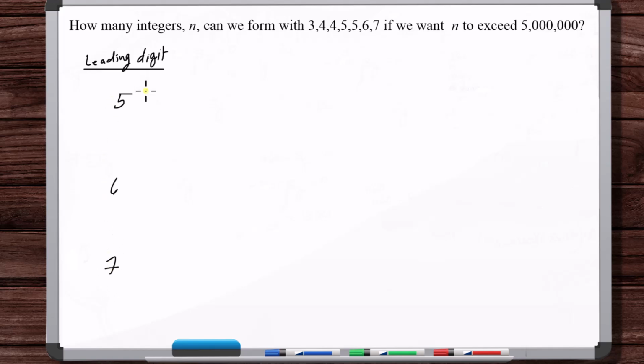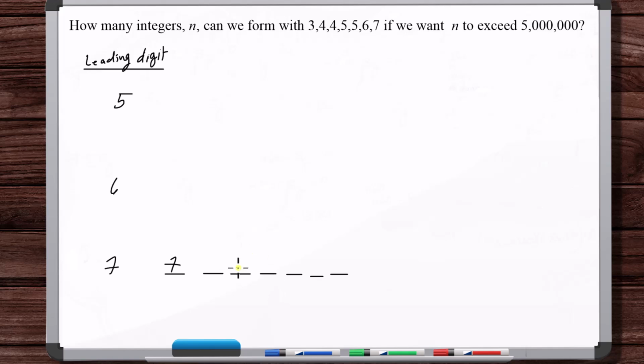Let's think, is there any overlap? No, there's no overlap. If the leading digits are different, then you're not double counting. You can't have 7-digit integers that start with 5 that are also 7-digit integers that start with 6 or 7. So there's no overlap. All right, so we start with a 5. Well, let's get a feel for what we're doing here. These will be easier. So we start with a 7, right? So now we're left with 1, 2, 3, 4, 5, 6.